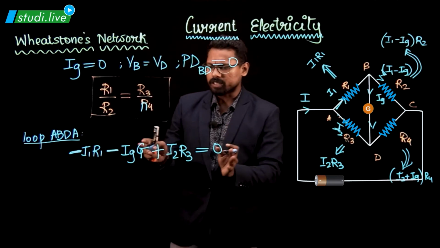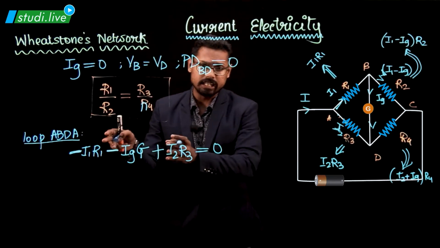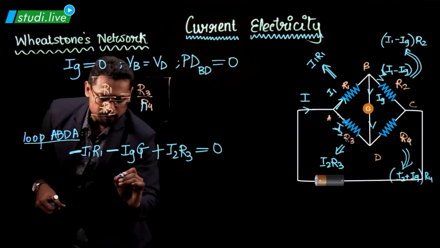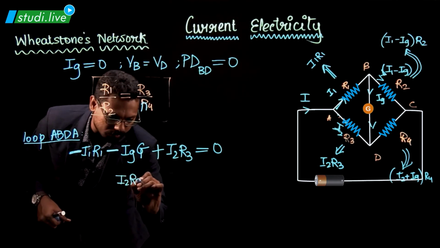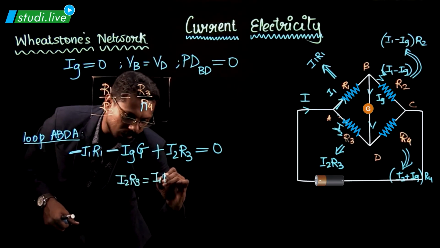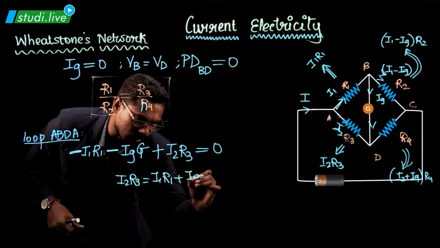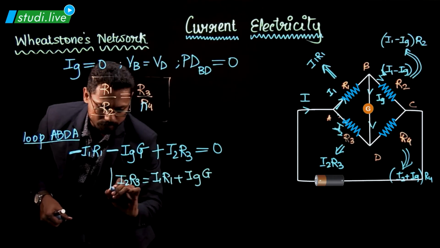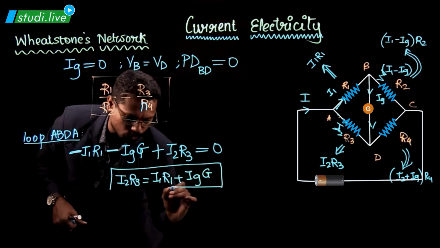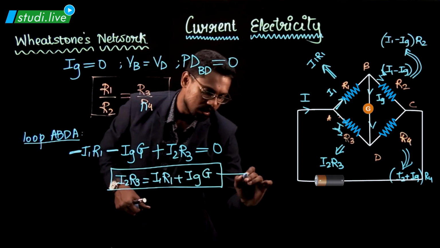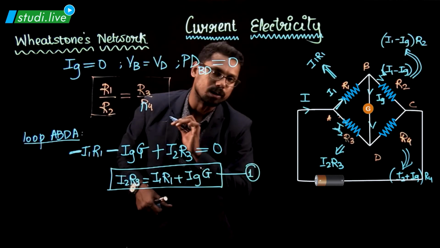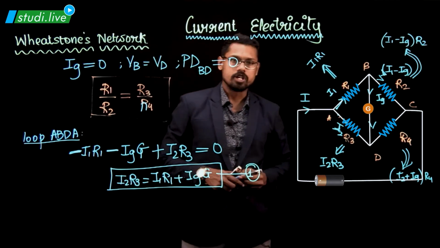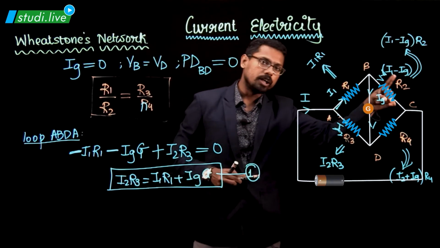I'll do simple things. I'll shuffle up everything that is negative to the other side so that it becomes positive. So this is I2 R3 becoming equal to I1 R1 plus Ig into G. Okay? So I'm going to box this up because I'm going to use it later. Let me mark this one as equation number 1. Yes. So that was our first loop. Let's walk into our second loop.